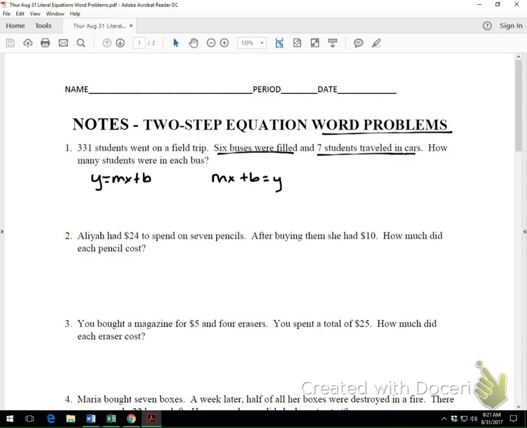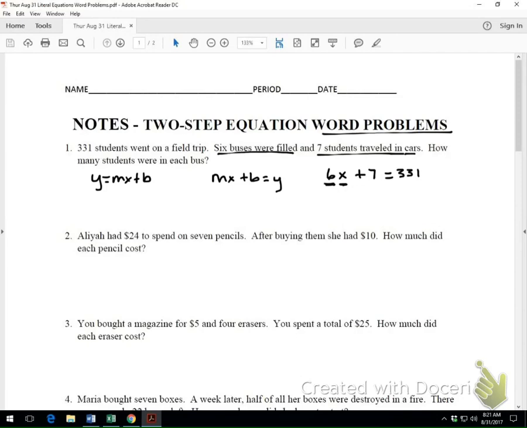Okay, so we're going to set this up. Now we know there's a total of 331 students. We know we have 6 buses. So we're going to label the number of students in each bus X, plus 7 more kids that rode in cars. Okay, so does that make sense? 6 buses. We don't know how many kids are in each bus. And then 7 kids rode in a car for a total of 331.